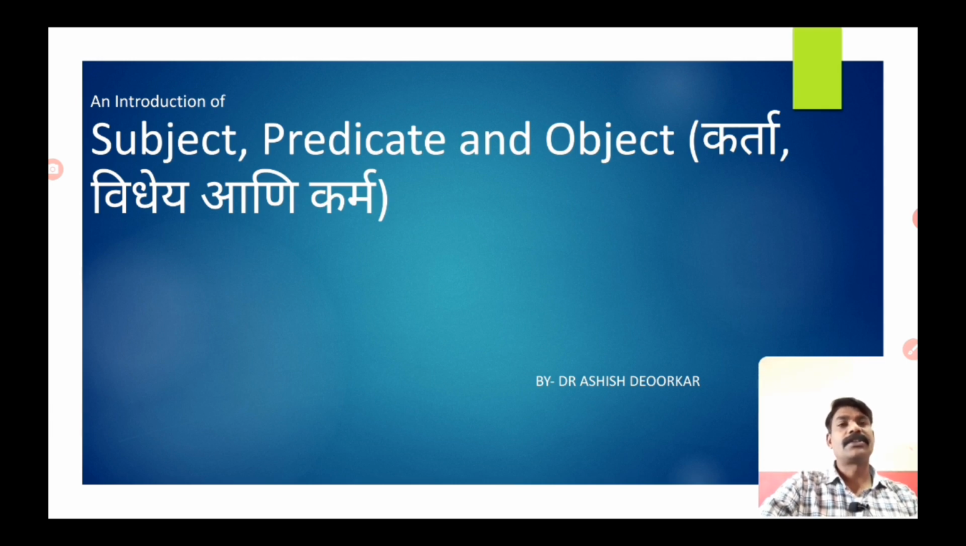When students are taught in the class, I meticulously observe that when the teacher utters words like subject, predicate and object, students are often confused and baffled. Normally students have an idea about the karta, vidheya and karma, and sometimes they are also confused in this matter.